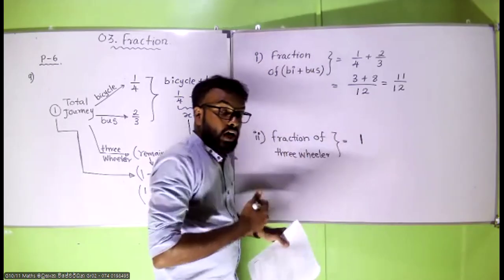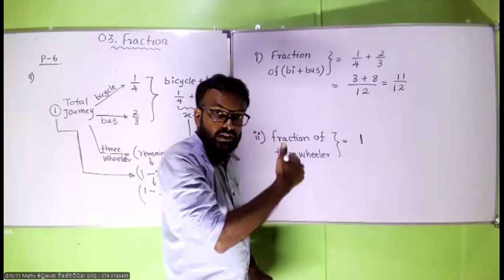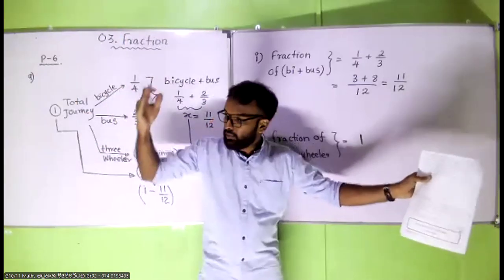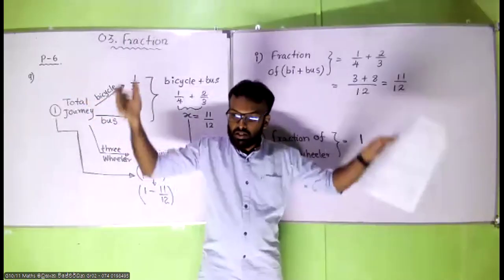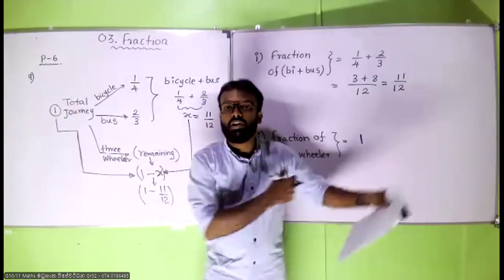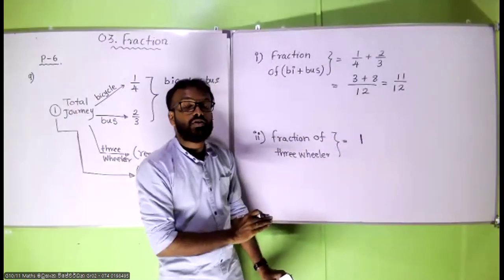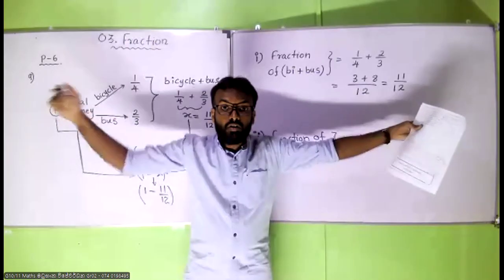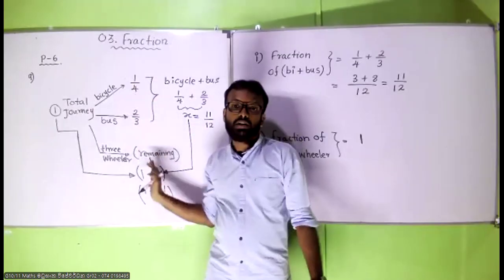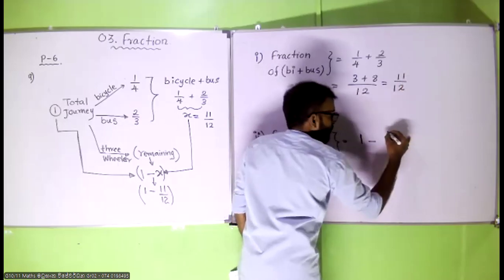Because we are dividing the total journey into separate parts, separate fractions. We have a whole journey. We are dividing that into the bicycle part, the bus part, and the last part for the three-wheeler. 1/4, 2/3, and the remaining for the three-wheeler. Now we are going to find the three-wheeler part. This total journey is 1. This 1 we are going to divide into 1/4, 2/3 and the remaining portion.